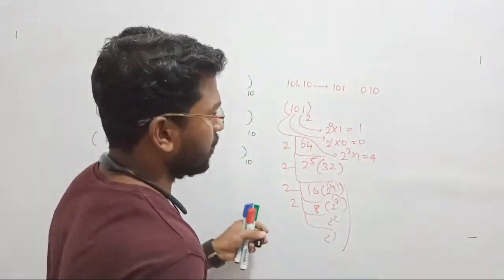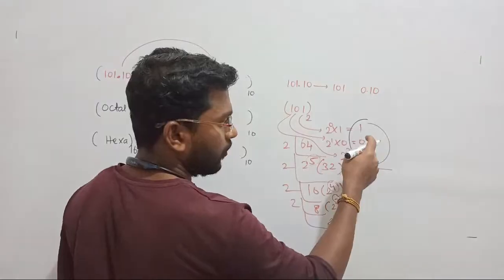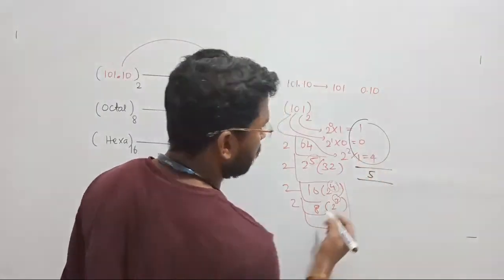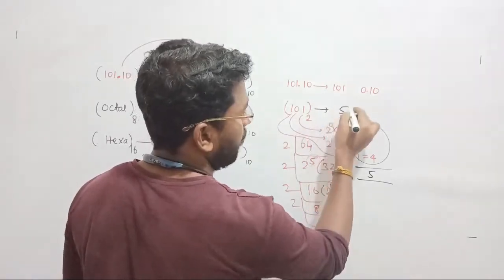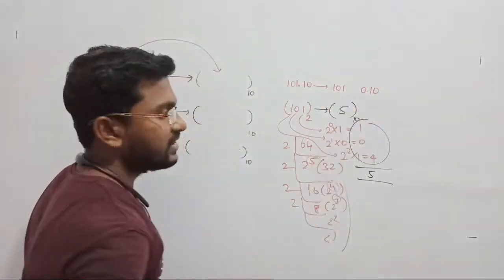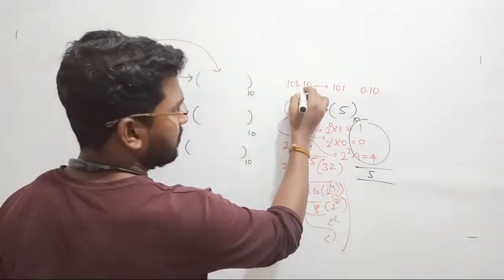So finally I understood. இது கன்வெர்ட் பண்ணதுக்கு அப்புறம் என்ன பண்ணா, you have to add all these values. 1 plus 0 plus 4 will become 5. So its equivalent value, 101, its equivalent decimal value should be equal to 5. But still it is not over yet, right? We have to consider fraction value also.